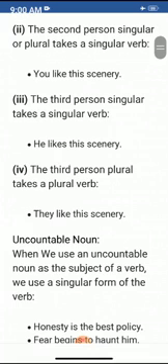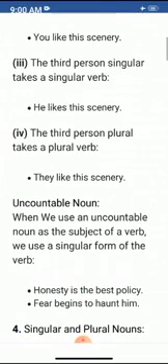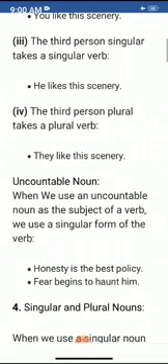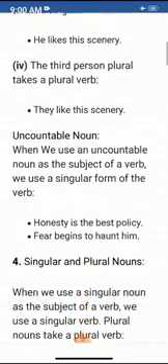Uncountable nouns. Students, do you know there are countable and uncountable nouns? Countable are those which we can count; uncountable are nouns which we are unable to count, such as honesty, fear. Honesty is the best policy. With these we will always use the singular form. Fear begins to haunt him.